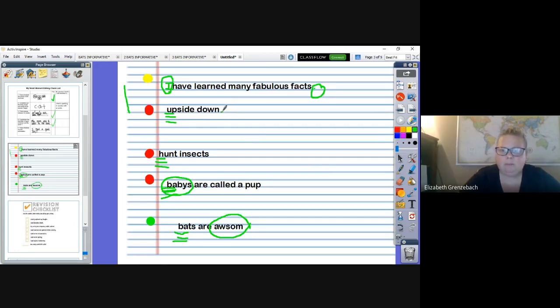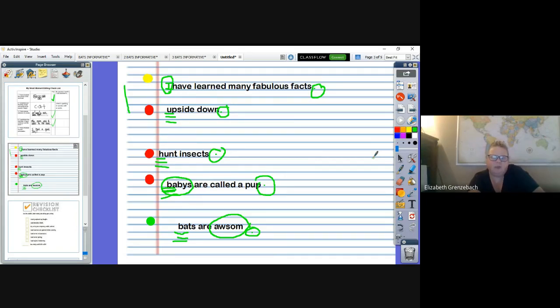And now I'm going to put periods on all of them, right? Because that's what I'm supposed to do. Everything's supposed to have a period at the end, right? Hold on. It is. But if I read this, remember with periods, it tells us just to read the sentence, not with a question sound or not with an exciting sound. So I'm going to read it that way. I have learned many fabulous facts.